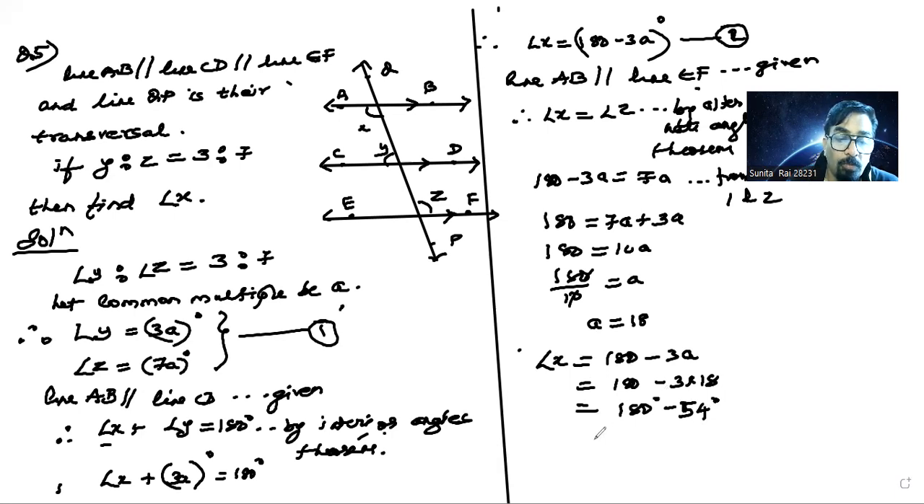So how much did it come to, beta? 126 degrees. So remember, angle X equals 126 degrees. Or you could have checked here also. Angle X is also equal to 7A. So angle X is equal to Z. Z is 7A, so X is 7A. 7 times 18 is 126. Find it this way too, beta, you will get the same answer. I hope people are understanding me here.